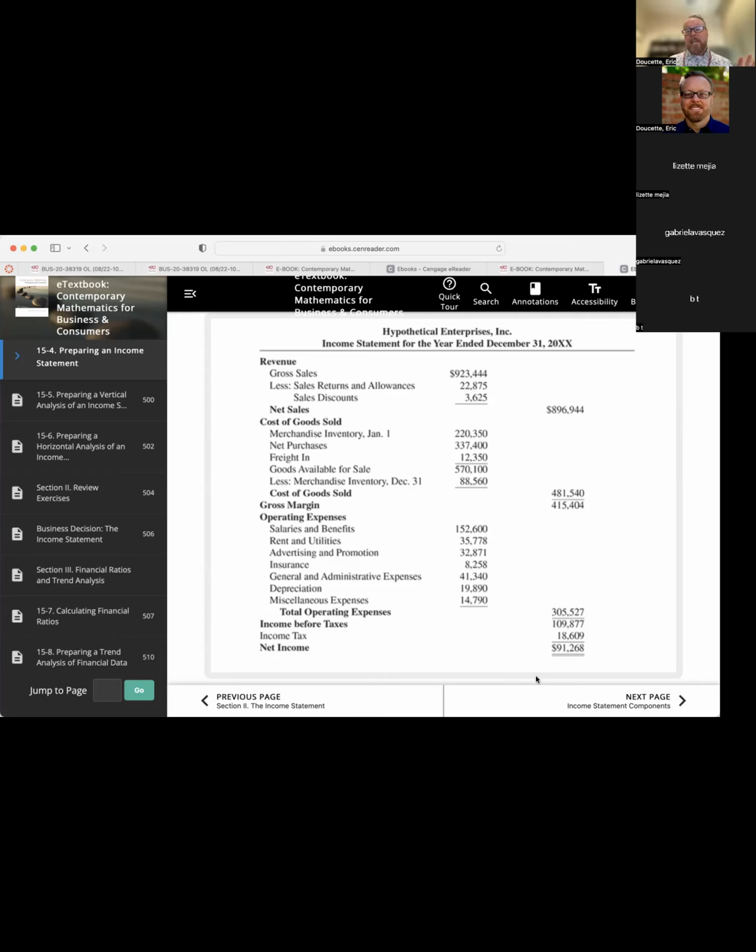Or you can retain it just as earnings and keep it in there for a rainy day. That would be called retained earnings, and it goes right under the owner's equity portion of the balance sheet. But either way, that's what an income statement looks like.